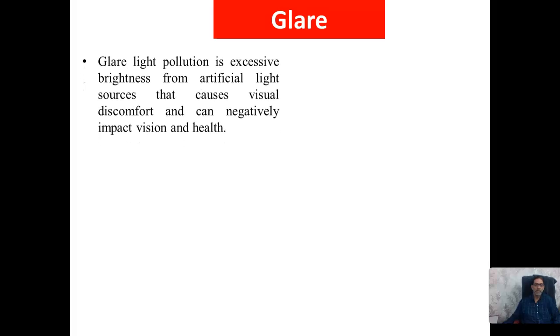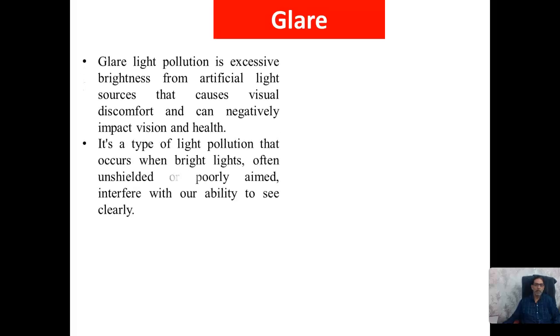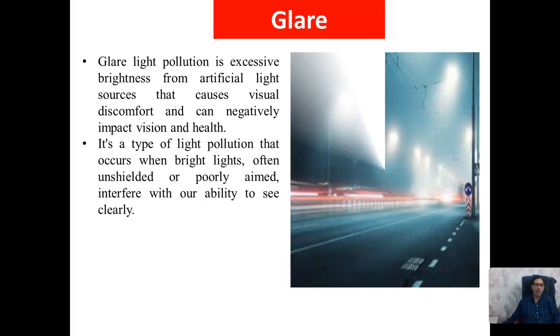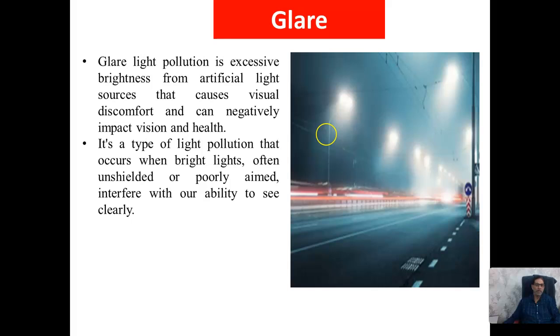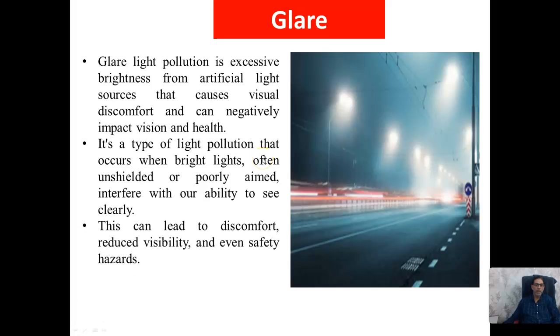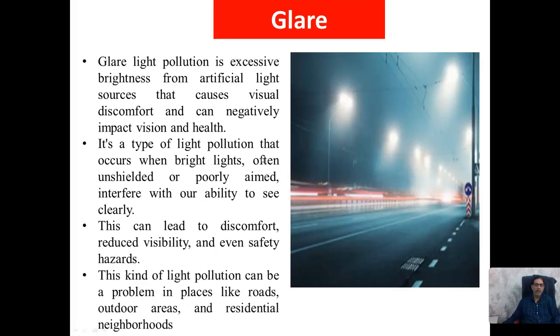Then you have got glare. It is excessive brightness from artificial light sources that cause visual discomfort and can negatively impact vision and health. It's a type of light pollution that occurs when bright light, often unshielded or poorly aimed, interferes with our ability to see clearly. This can lead to discomfort, reduced visibility, and even safety hazards. This kind of light pollution can be a problem in places like roads, outdoor areas, and residential neighborhoods.